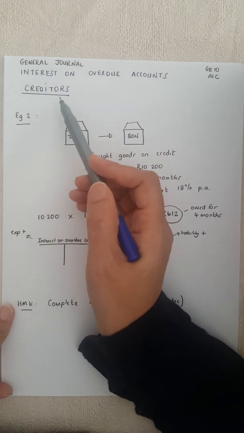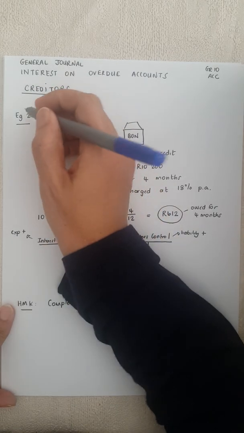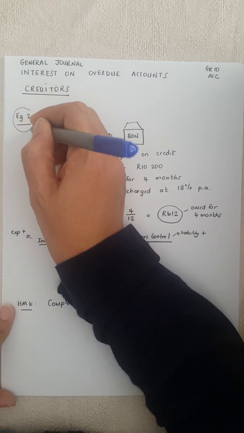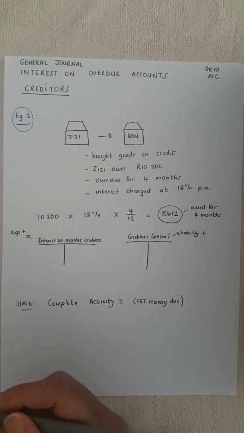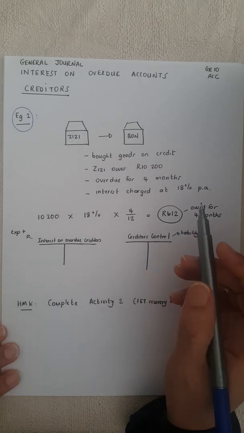Today we're carrying on with the general journal, and remember we did interest on overdue accounts, but we did it for debtors. So now we're doing creditors. Example 2 is in your FET recovery work, which I'm going to show you just now how to get to it, but I'm just going to explain a little bit and then we'll go through the example.